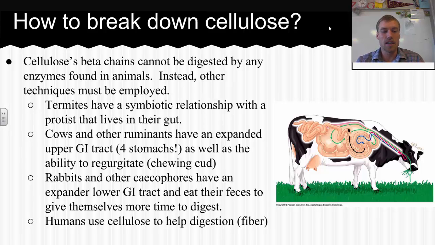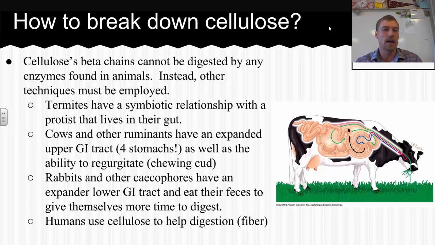We also have some other animals that have some different techniques for doing this. We've got rabbits, and what rabbits do is they eat the grass, it goes through their GI tract, they excrete it as feces, and then they eat the feces and put it through their GI tract again. So again, the idea is that they don't have enzymes that are specifically built to break down those beta chains. However, by sending it through their GI system multiple times, they're able to extract enough nutrients.